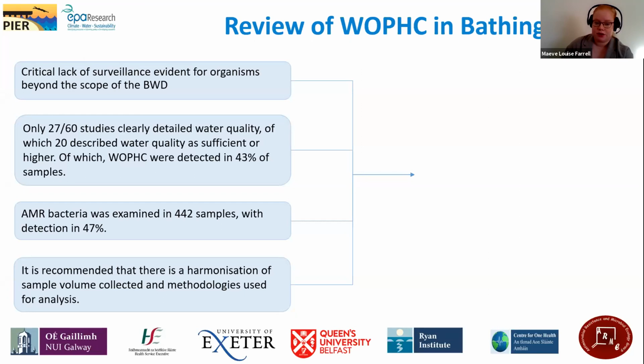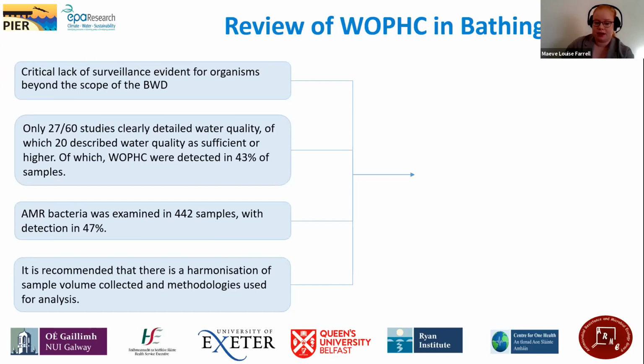And of these studies, there was 43% of total samples where waterborne organisms of public health concern were detected. So this could have been viral, protozoan, or bacterial beyond our E. coli or our intestinal enterococci. In the AMR category, there were 442 samples that were tested for AMR bacteria with a detection rate just shy of 50%, which is incredibly worrying.